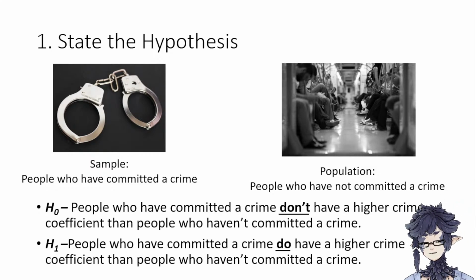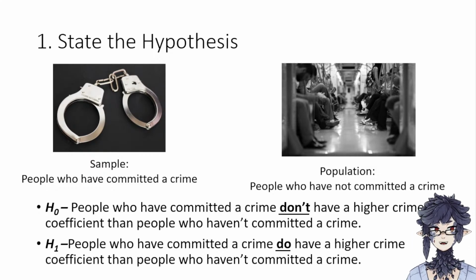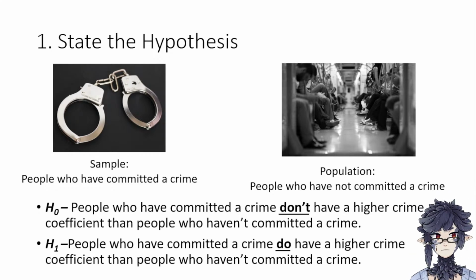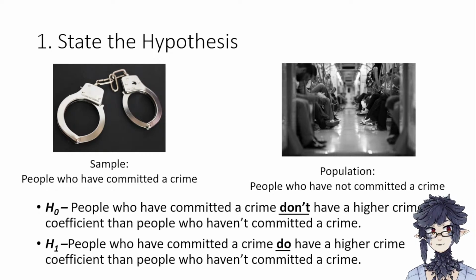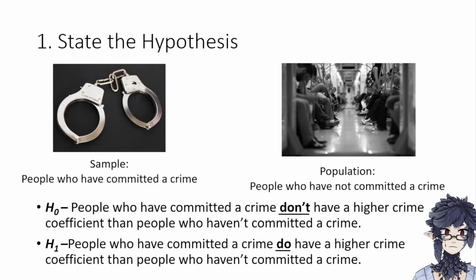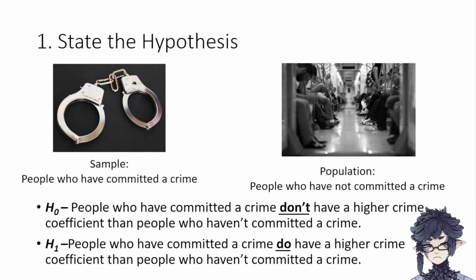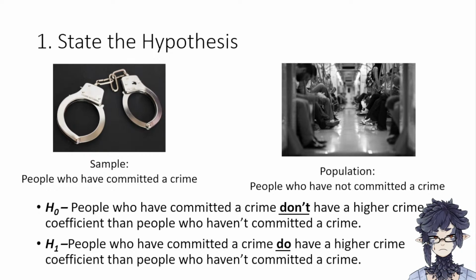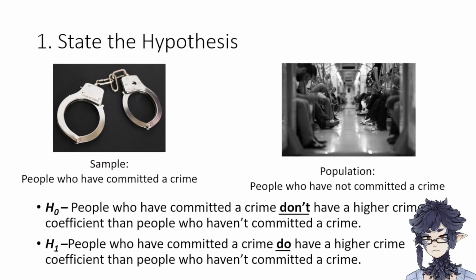Okay. So step one, we've stated our null hypothesis that the crime coefficient doesn't differ depending on whether these people have committed a crime or not. And the alternative hypothesis: there is some difference in crime coefficient depending on whether it's the people who have committed a crime or the general population. So for the population, people who have not committed a crime, again, we don't know that for sure. We're just assuming they haven't if they haven't been convicted.